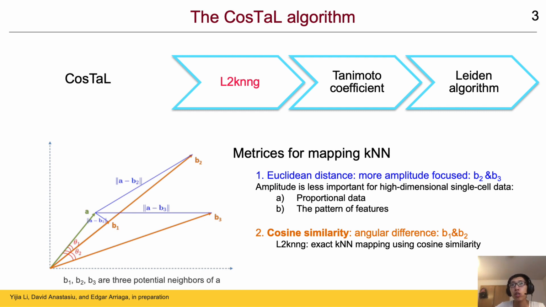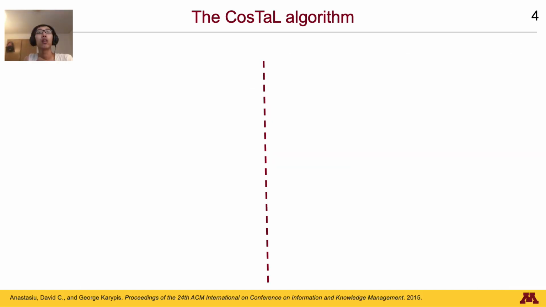But still, cosine similarity has its shortcomings. So what we are trying to do is compensate for this amplitude ignorance in the second step, the Tanimoto coefficient pruning.